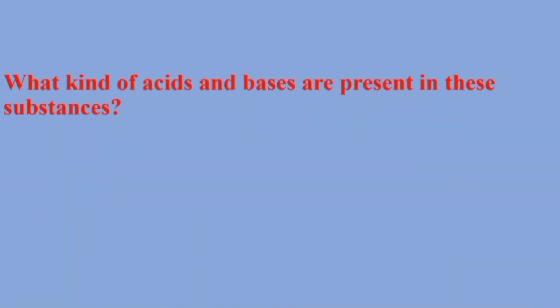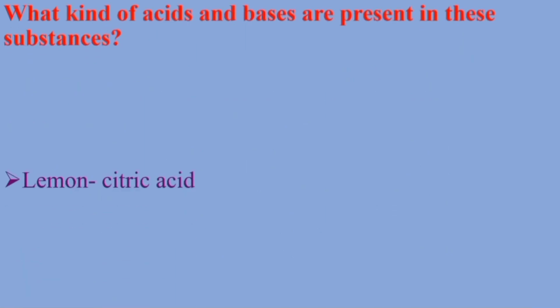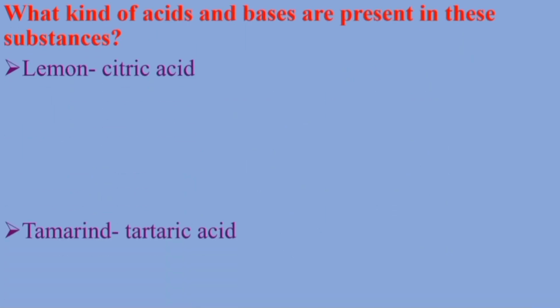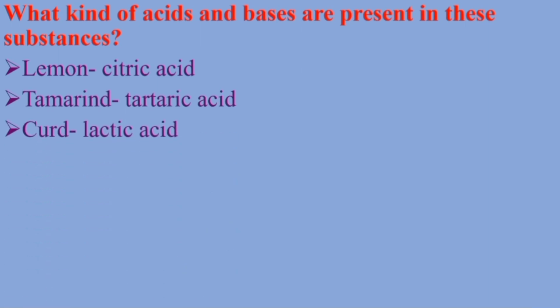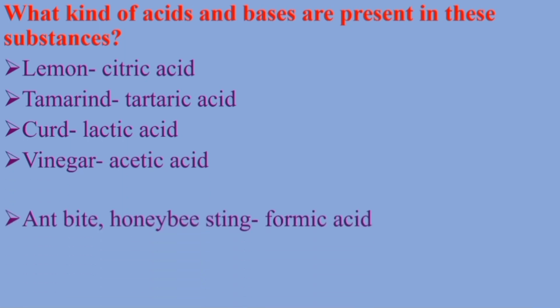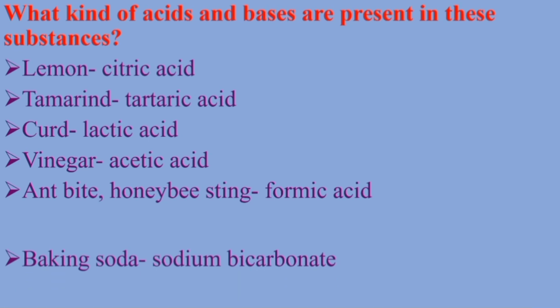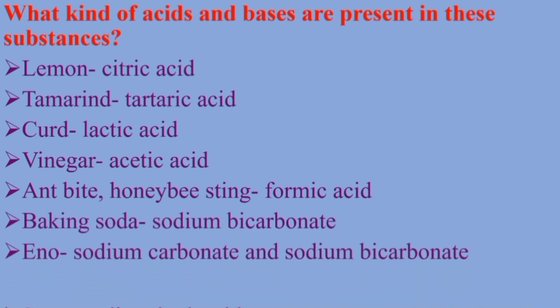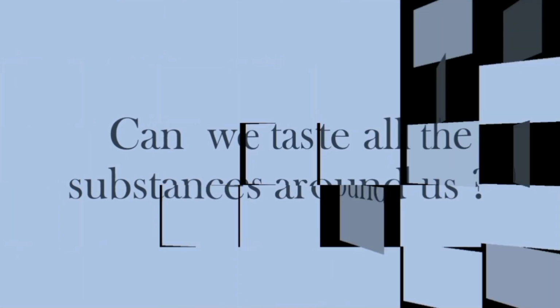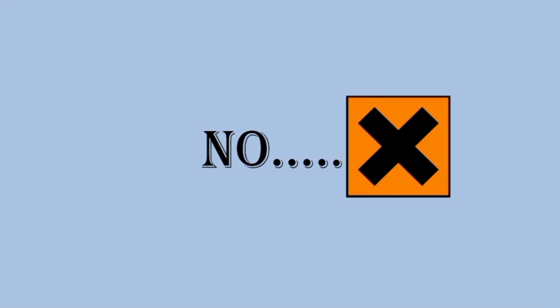Let's see what kind of acids and bases are present in these substances. Lemon contains citric acid. Tamarind contains tartaric acid. Curd contains lactic acid. Vinegar contains acetic acid. And a bite or honeybee sting contains formic acid. Baking soda contains sodium bicarbonate. Eno contains sodium carbonate and sodium bicarbonate. Soap contains sodium hydroxide.